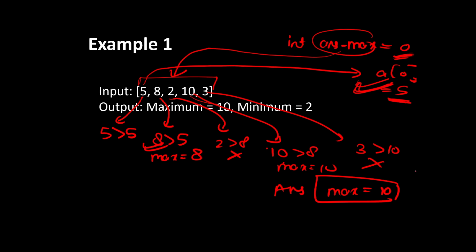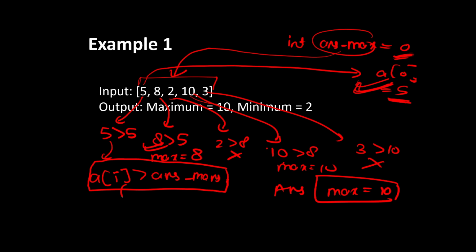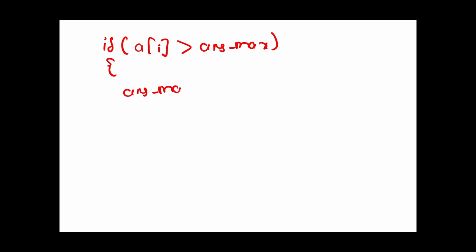From this we came to know that we are comparing every element at a particular index with the answer max, and if this condition is satisfied, then we just update the answer max value with this a dot I. So if a dot I is greater than answer max, we update the value of answer max to a dot I.